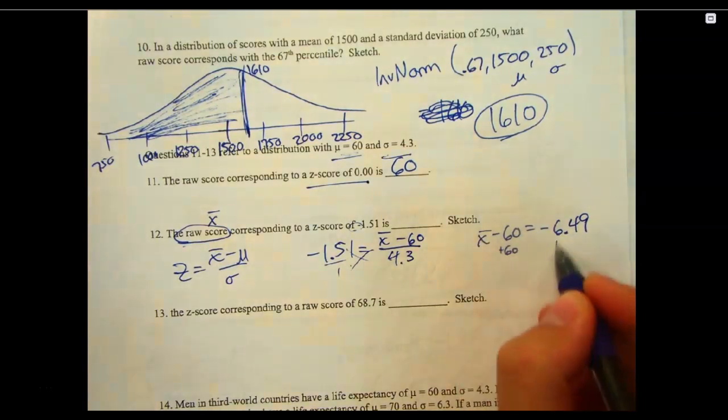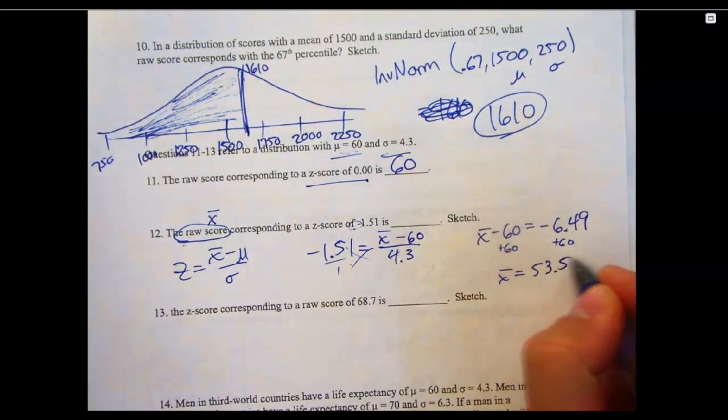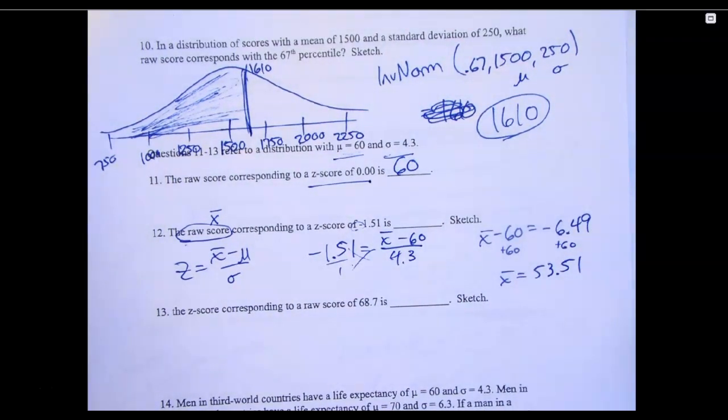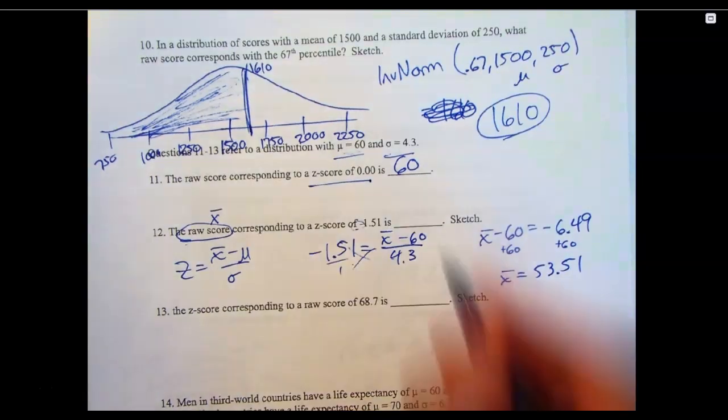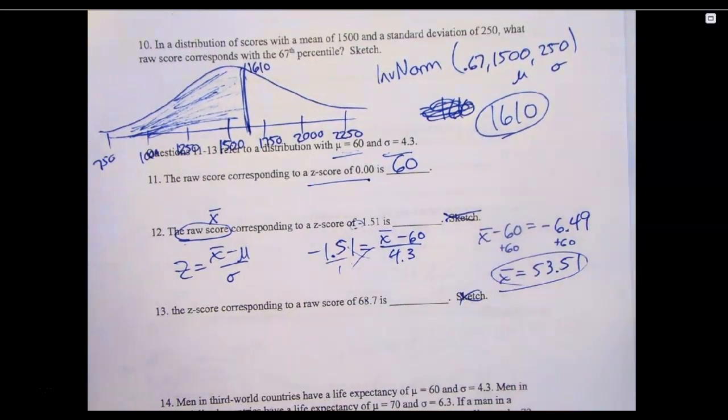So if you add 60 to both sides, that is 53.51. Don't worry about skip. Is that okay? 12? Do 13.